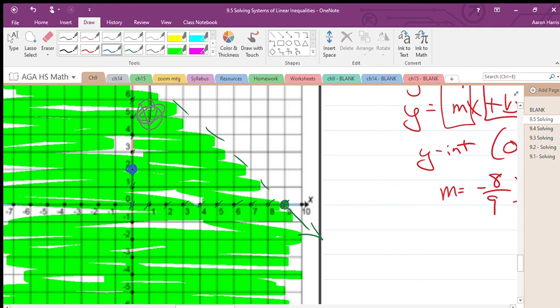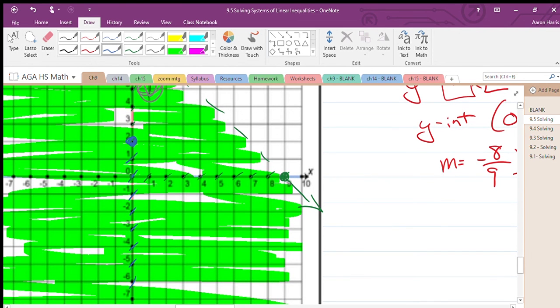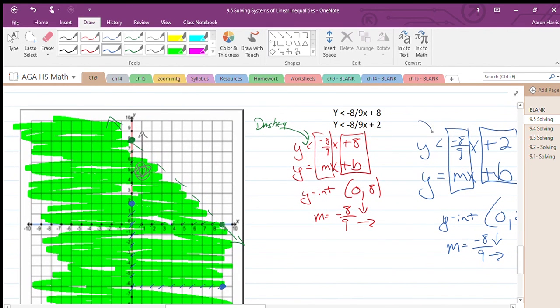I want to go down 8. 1, 2, 3, 4, 5, 6, 7, 8. And to the right 9. 1, 2, 3, 4, 5, 6, 7, 8, 9. And I put my dot. Now, what kind of line am I going to draw? This is less than, correct? So it's going to be dashed. And since it's going to be dashed, let's do it. So I draw a dashed line all the way through, just like that.